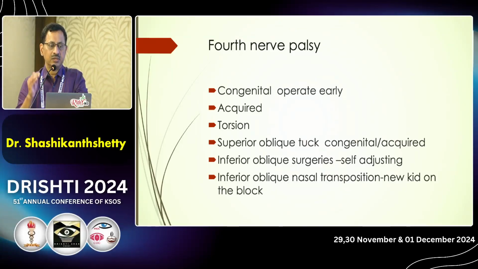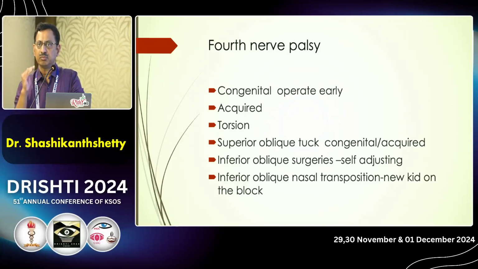Fourth nerve palsy, in congenital patients, we operate on them early because they will have head tilt, and they can also develop facial asymmetry and degenerative osteoarthritis if we don't treat them early because of the constant head tilt. And if it's an acquired palsy, then we look at their torsion, we look at the side gaze deviations, and we measure their deviation in the primary position, and we do surgery. We can do a superior oblique tuck or multiple procedures to reduce their torsion.